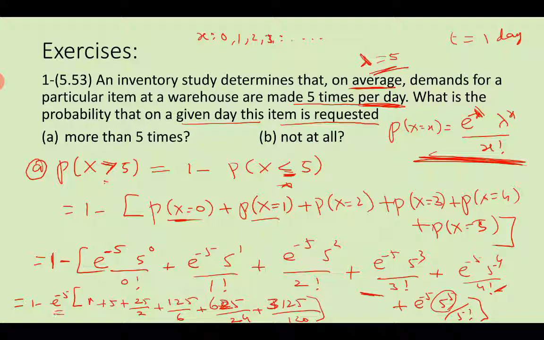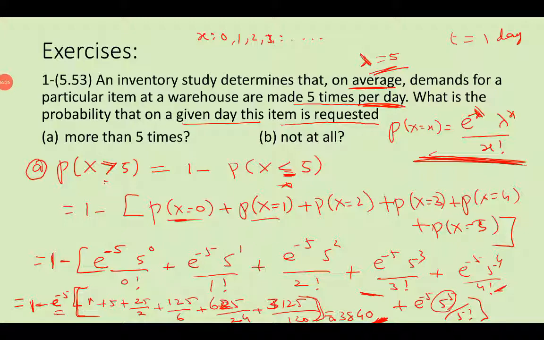Now sum all the terms inside the bracket. Multiply with e power minus 5. Use a calculator. The answer is 0.3840. Check your answer: sum all the terms inside the bracket using a calculator, multiply with e power minus 5 and subtract from 1. You will get this answer, 0.3840.